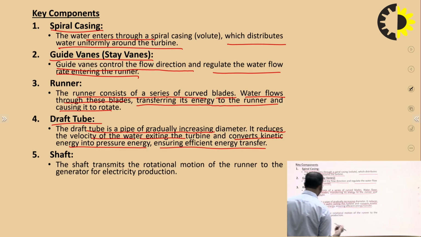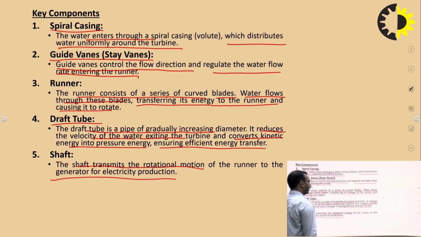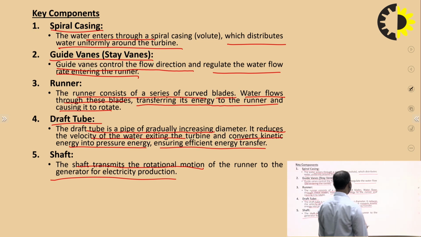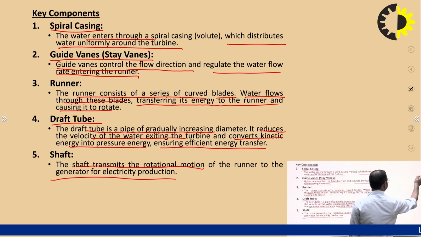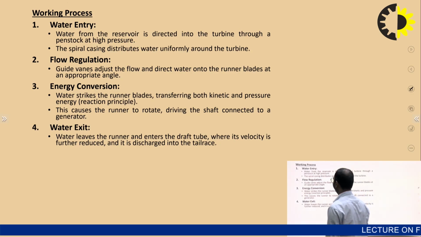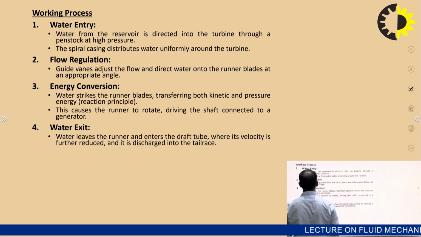Then the last one is shaft. The shaft transmits the rotational motion of the runner to the generator for electricity production. So these are the key components and their functions. Now I will discuss the working principle behind the Francis turbine.